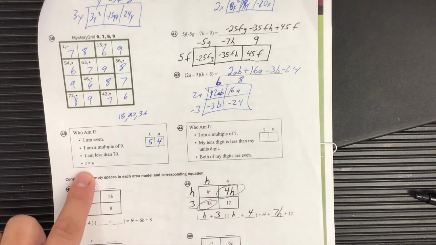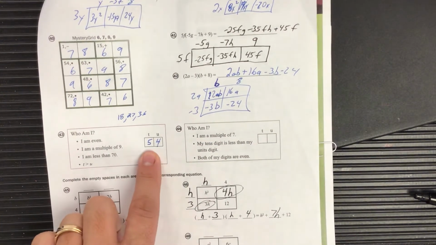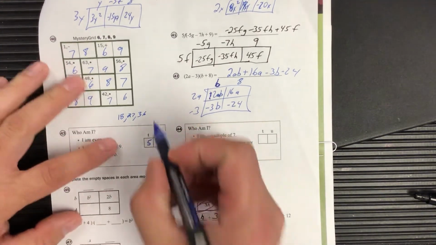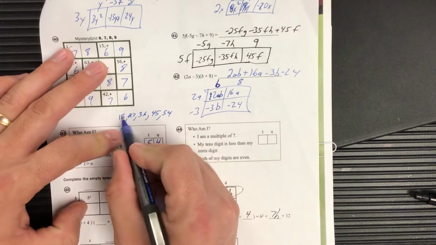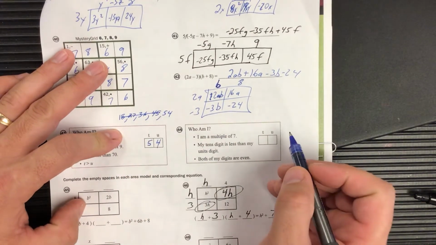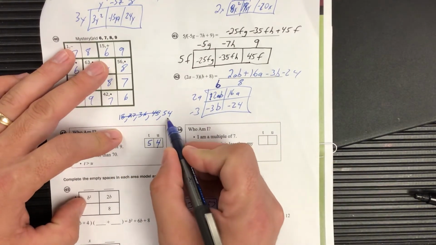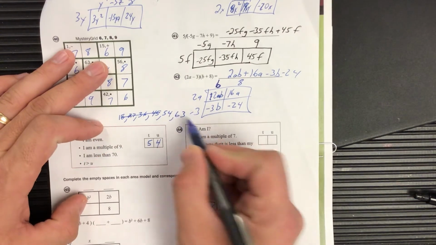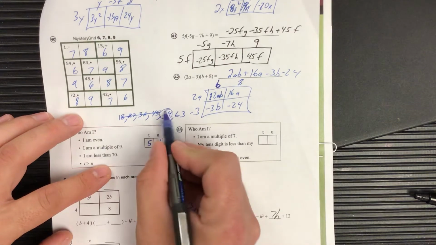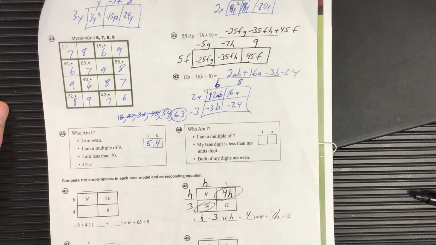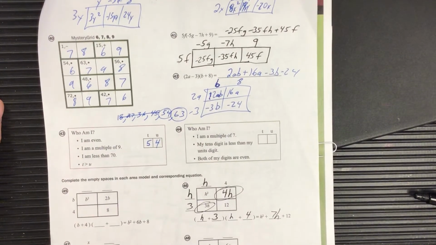Notice it does say T has to be bigger than U, so the second number has to be bigger than the first. So if I just continue to write my multiples of 9, these are all eliminated. So 9 times 6, 9 times 7, 9 times 8 is more than 70, so you actually only have 2 options, and only one of those is even. I got one box right.